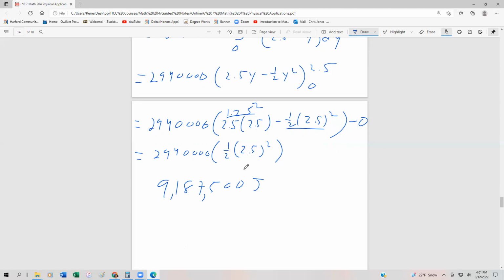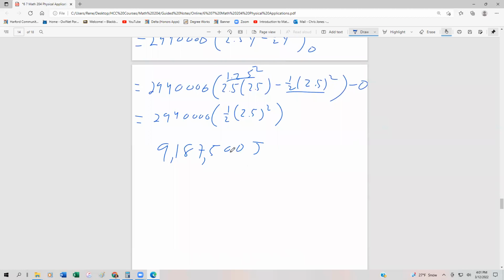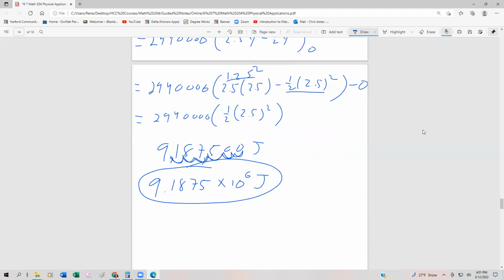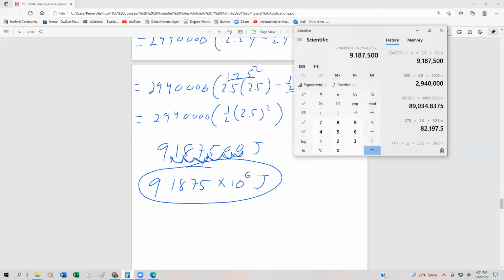Okay, probably a prime candidate for us to put into scientific notation if we chose to, just because this starts becoming pretty large. So if we wanted to put it in scientific notation, we have 1, 2, 3, 4, 5, 6 decimal places. 9.1875 times 10 to the 6th, if we wanted to put that in joules. So let me make sure that's okay. So we move it 1, 2, 3, 4, 5, 6, and that would be in joules. All right. And let me just verify that I didn't mess anything up with that. Yep, looks good.